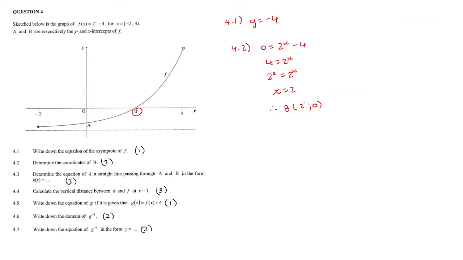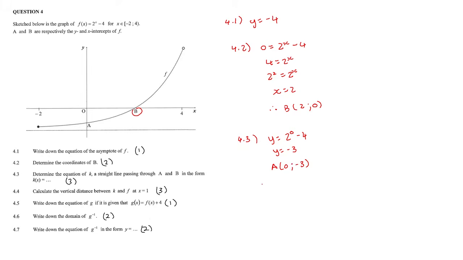Question 4.3. Determine the equation of k, a straight line passing through A and B, in the form k(x) equals. So we first need to get the y-coordinate of A. We can do that using the equation of the graph they give us. We can say y = 2^0 - 4, as the x coordinate is 0, and we then get y to be equal to -3. So our A is (0, -3).